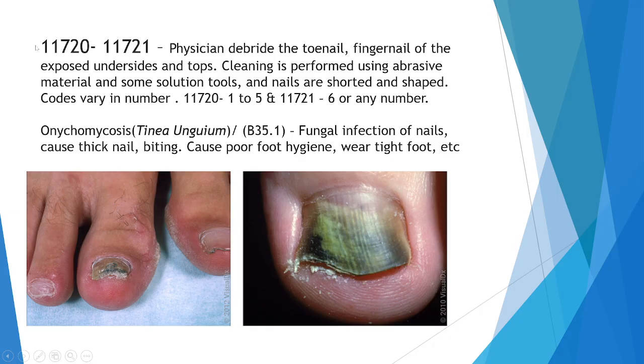Next one, that is the debridement of nail, codes 11720 and 11721. As you can see in the picture, which type of disease is there? What is the diagnosis? So this is an onychomycosis. Onychomycosis, or we can say tinea unguium, its ICD code is B35.1.